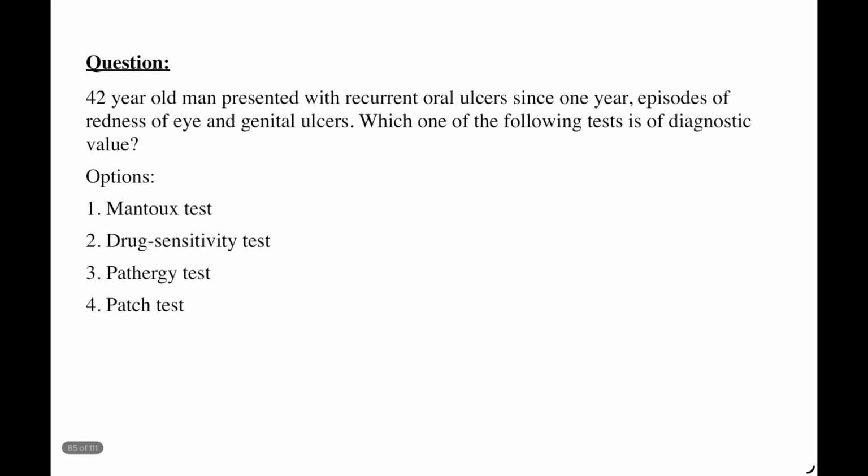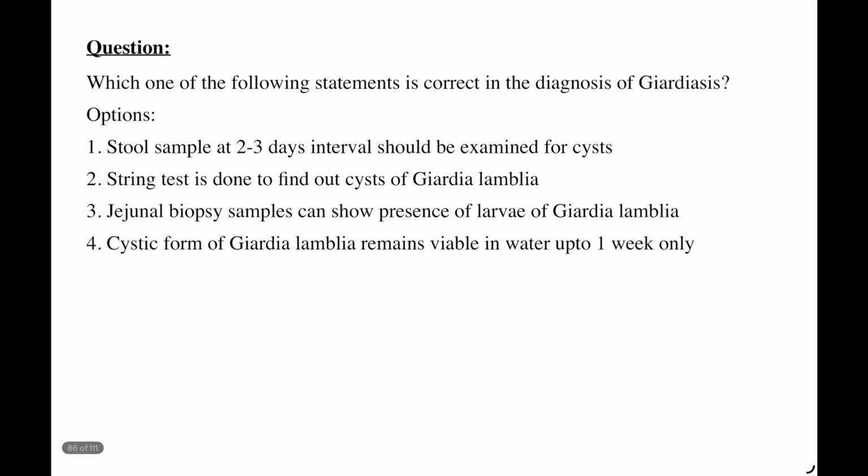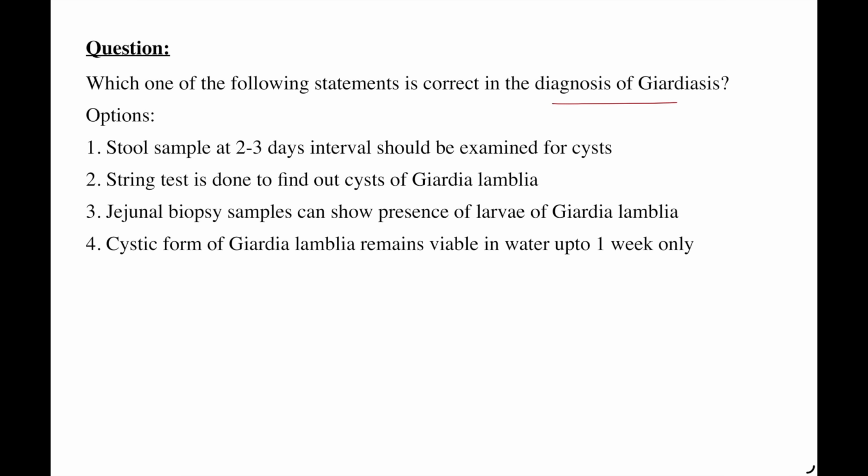Now a 42-year-old man with recurrent oral ulcers, iridocyclitis, genital ulcers. What are we looking at? We are looking at a condition known as Behçet's disease, which is diagnosed with the help of the Pathergy test. Simple. A lot of times this question has come in the exam. Which one of the following statements is correct in the diagnosis of Giardia? Giardia lamblia is the grand old man of the intestine.